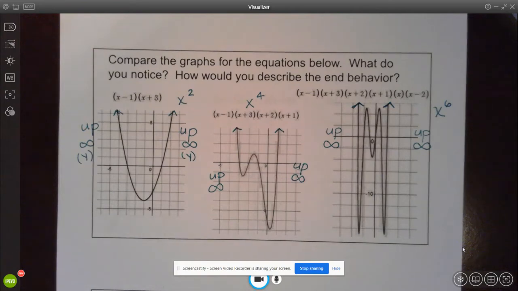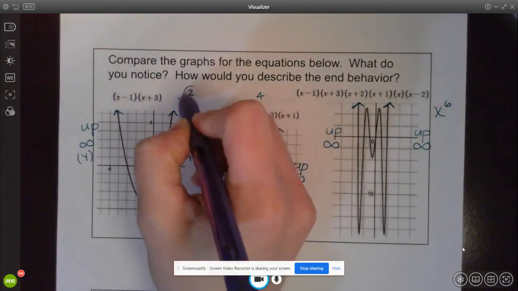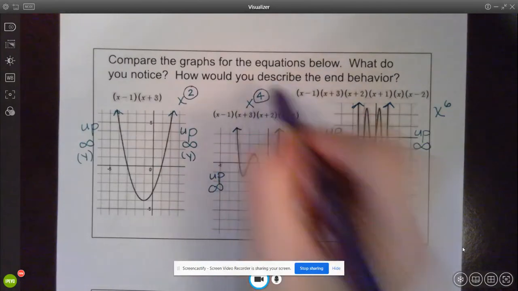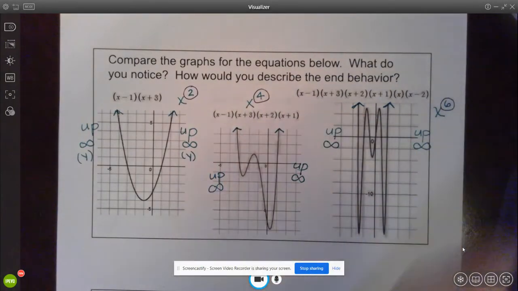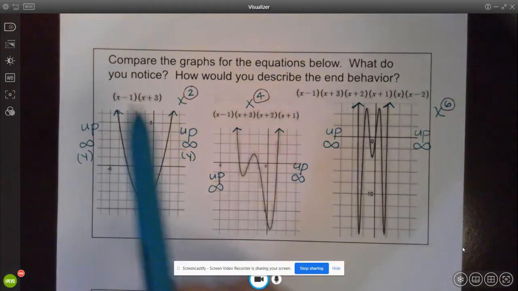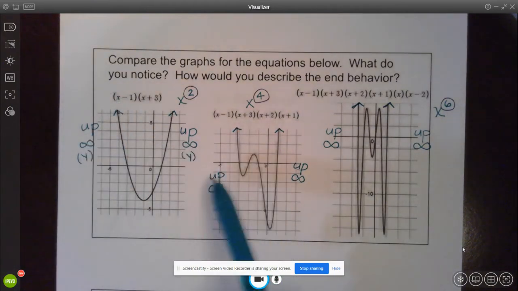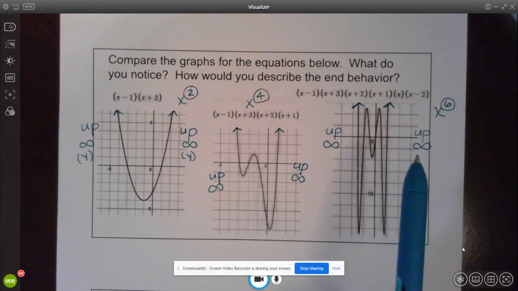Well, I have dropped my extra color. I have squared, to the fourth and to the sixth. Hopefully a little red flag is going off in your head because all of those are very specific numbers. They're all even. Another thing I notice is both of these are heading in the same direction.